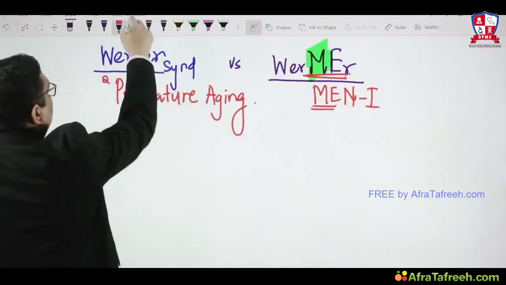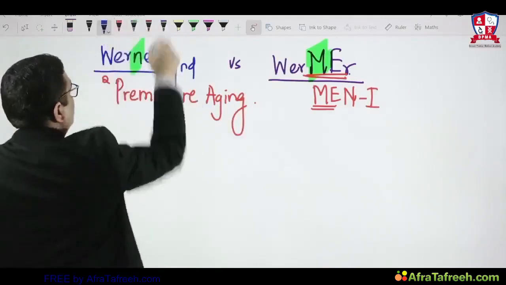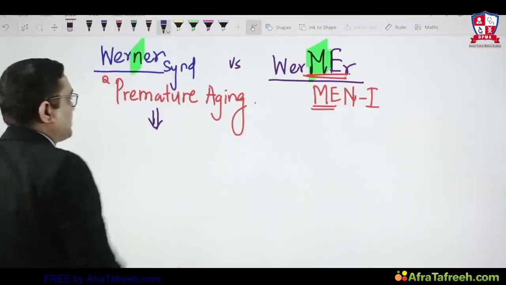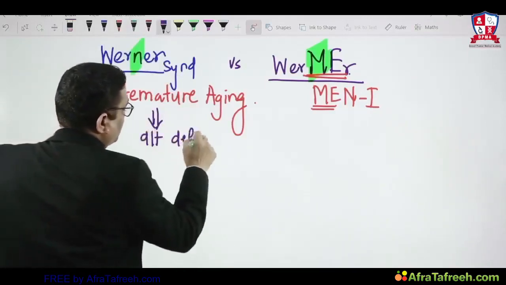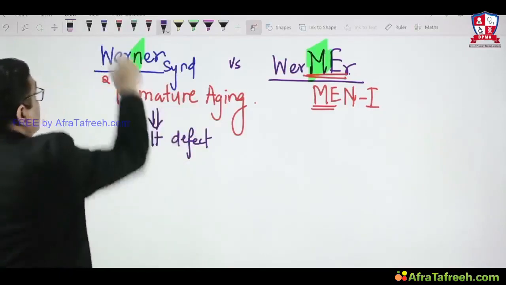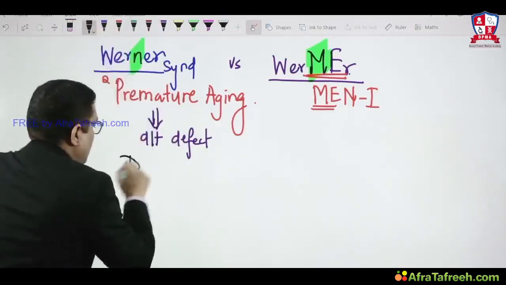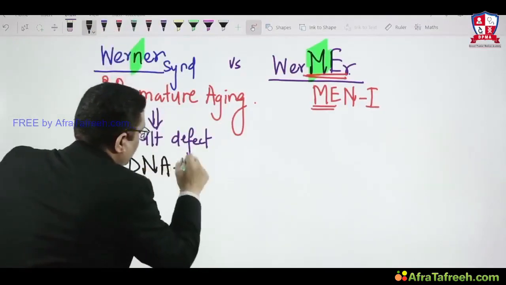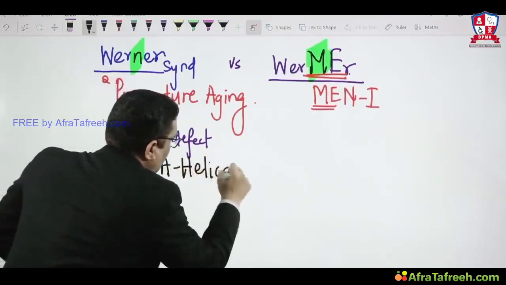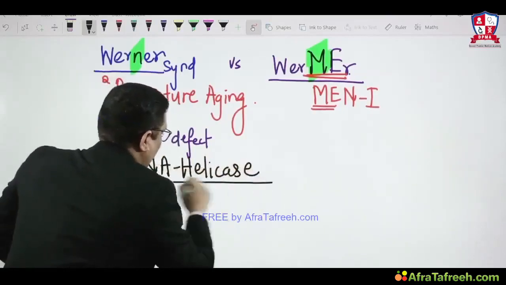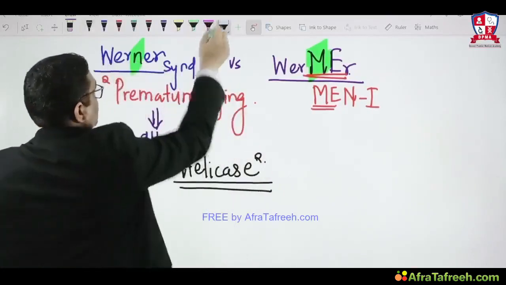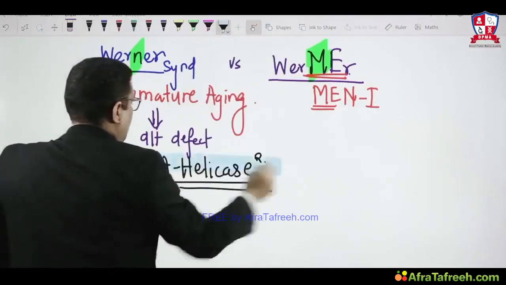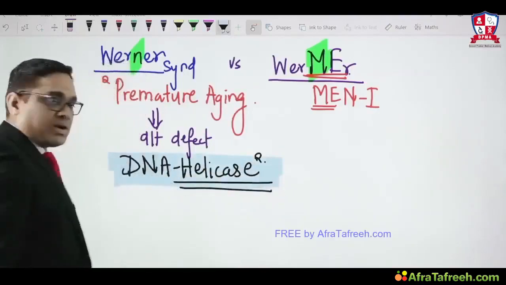Premature aging, this question was repeated in the All India exam 2016 and 17: premature aging is due to a defect in which enzyme? The answer was DNA helicase. So this is due to a defect in DNA helicase. Because of the DNA helicase defect, this disorder will happen. DNA helicase is the reason for Werner syndrome.